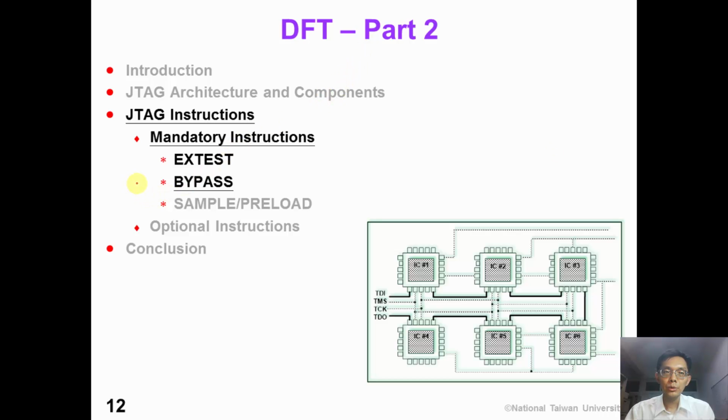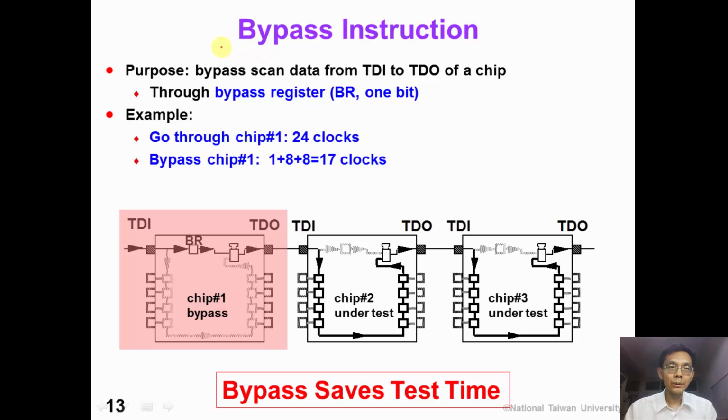Now, we will introduce the second mandatory instruction, the bypass instruction. The purpose of the bypass instruction is to provide a shortcut that bypasses scan data from TDI to TDO of a chip. If a chip is in the bypass instruction, the scan data will go through the 1-bit bypass register instead of all the boundary scan register.